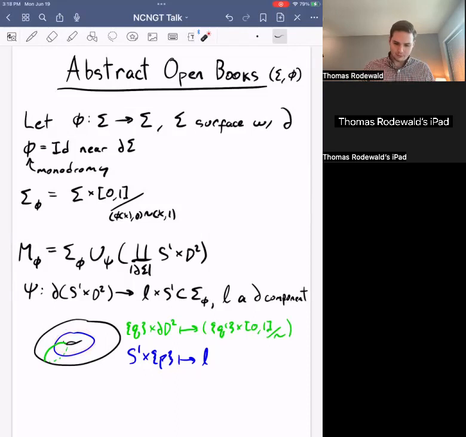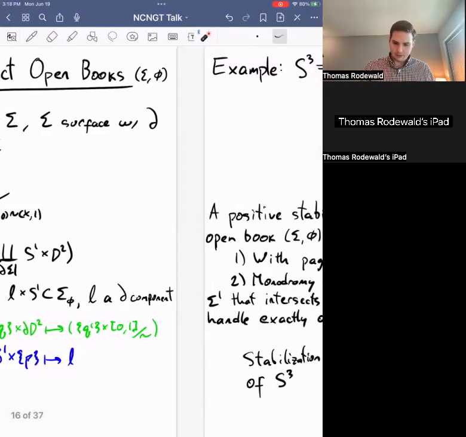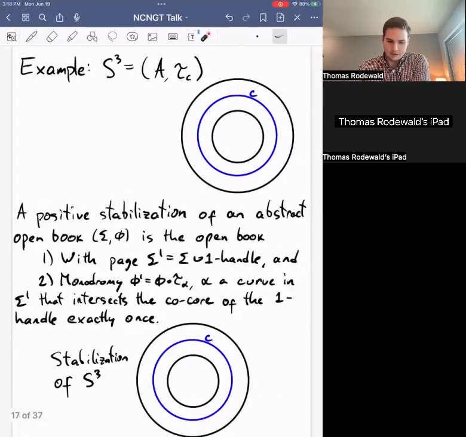Okay, and so as an example of this, we have the abstract open book for S3. Your surface is an annulus, and then your monodromy is just the Dehn twist about this curve C.